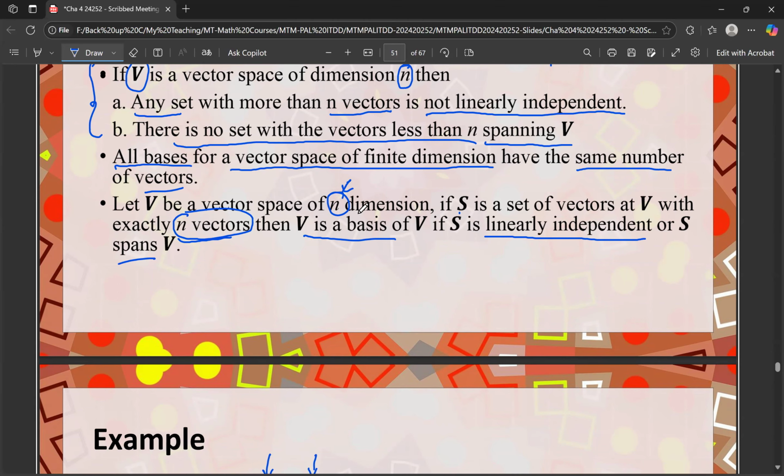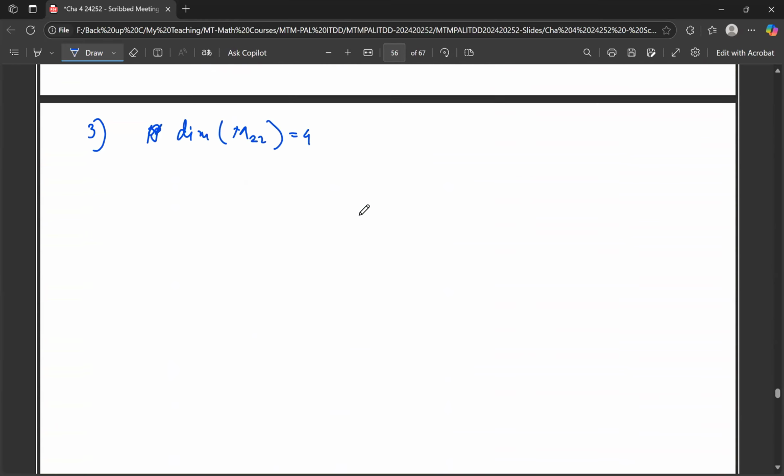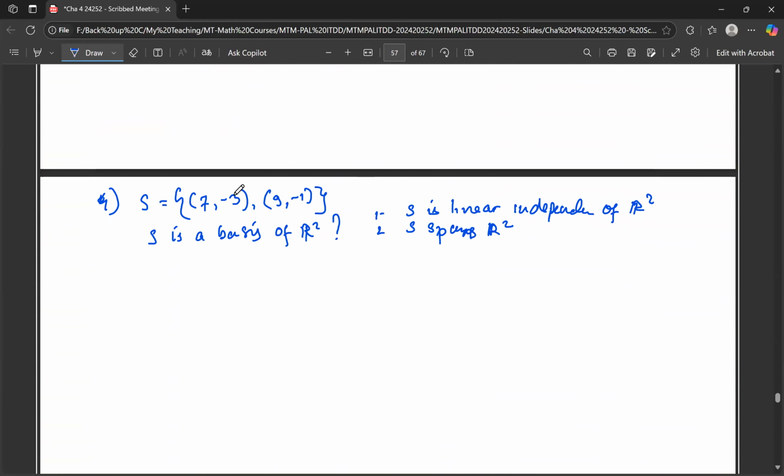R2 itu dimensinya 2. Jadi asumsinya dimensinya diberikan. Kemudian vektornya ternyata ada 2 buah juga kan ini. Maka kalau berdasarkan teorema itu kita cukup buktikan satu saja, linear independent atau span saja. Okay, so because we already know the dimension of R2, tapi ini syaratnya ya. Jadi dimensinya sudah diketahui gitu ya.